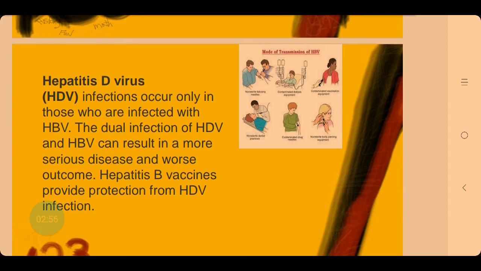Hepatitis D virus infection occurs only in those who are infected with HBV. The dual infection of HDV and HBV can result in more serious disease and worse outcomes. Hepatitis B vaccine provides protection from HDV infection.